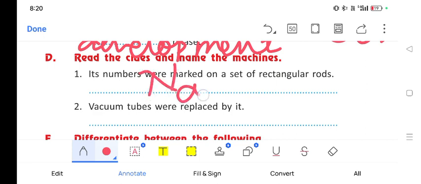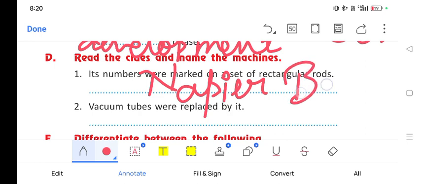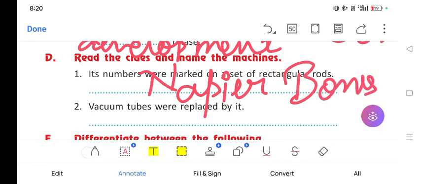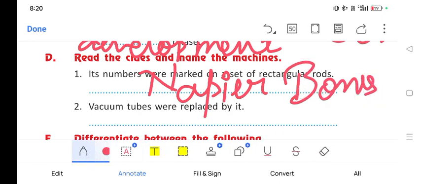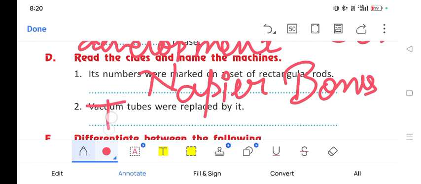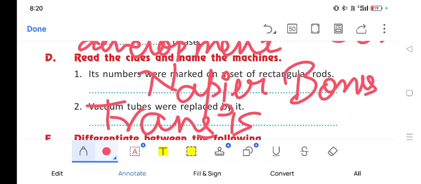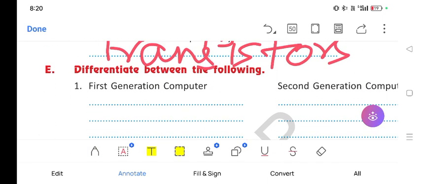So what is this? This is Napier bones. Next is vacuum tubes are replaced by transistors. So transistors replaced the vacuum tubes. Transistors. Differentiate between the following.